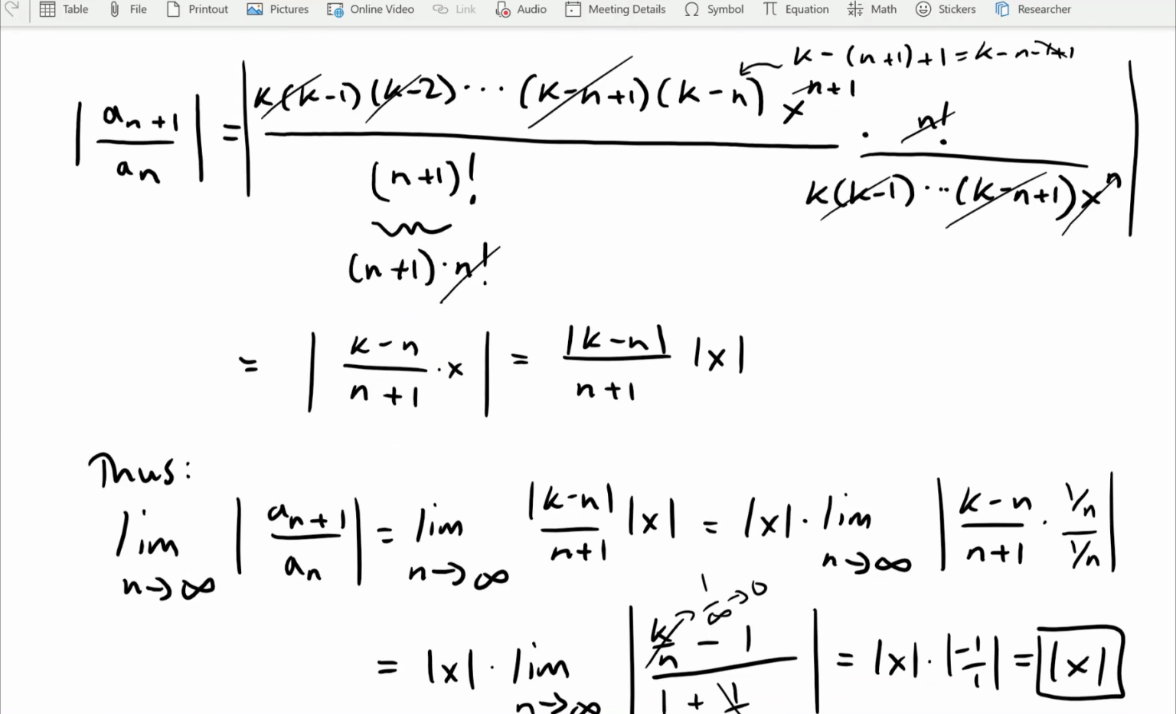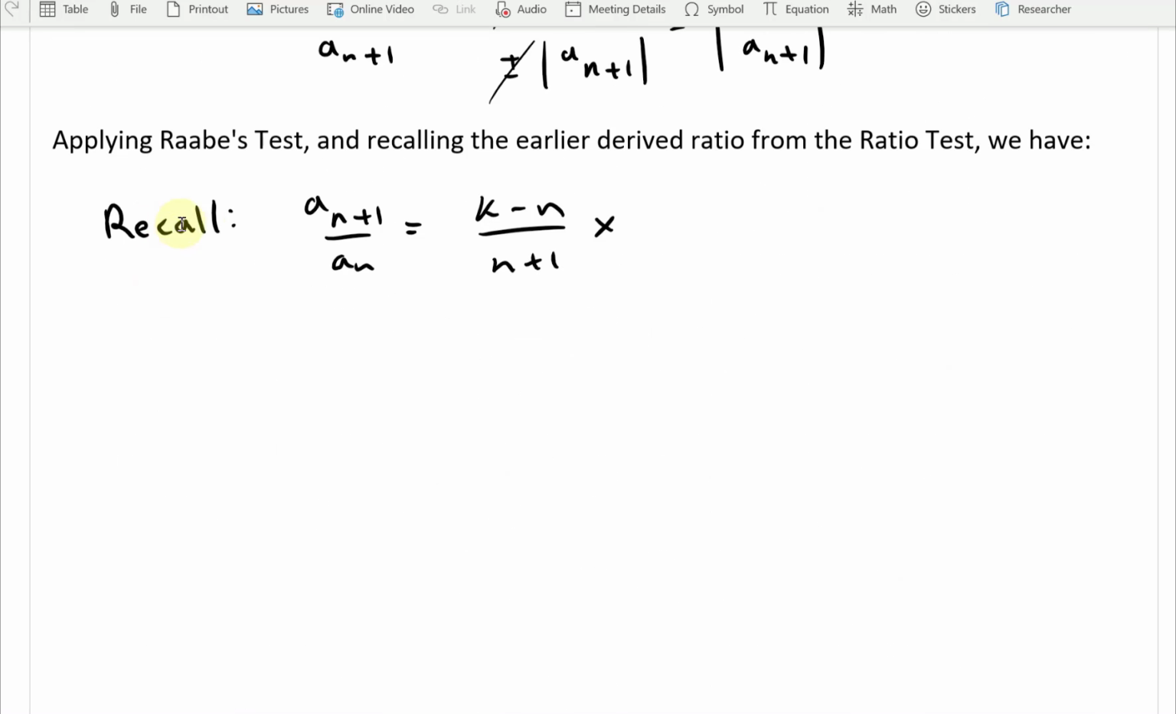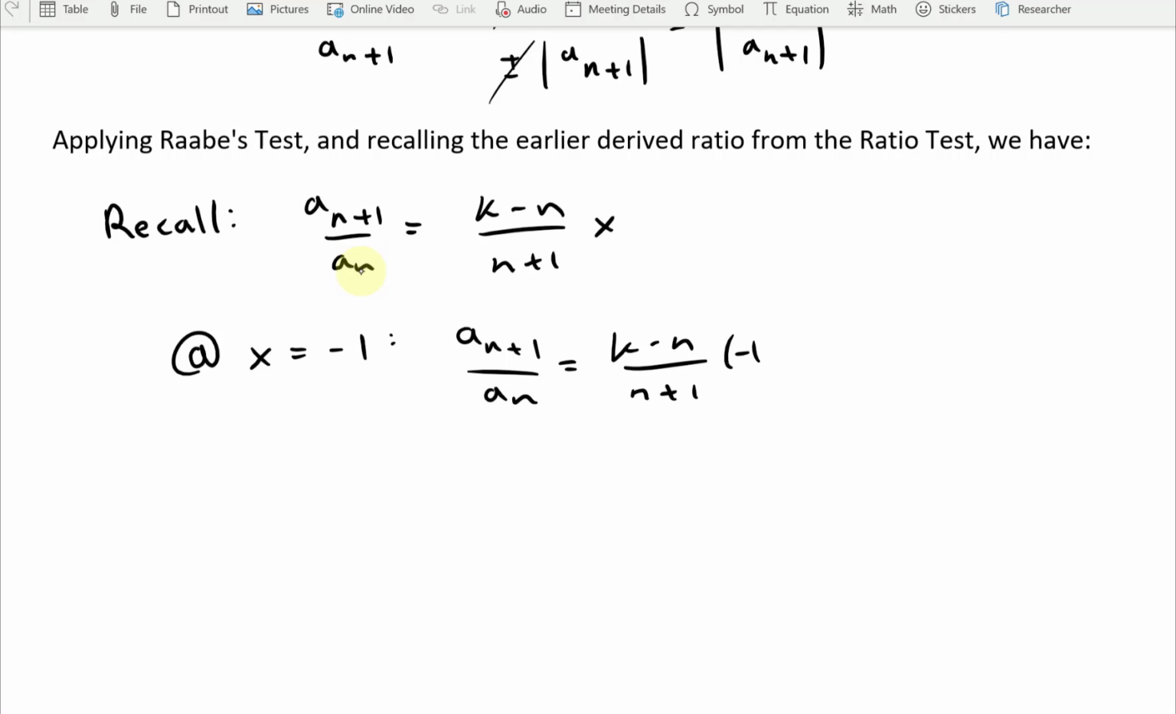And let's scroll up here. So yeah, we just remove the absolute value sign. So that's this part right here. So that's what we're looking at. Yeah, k minus n, that's this ratio a_(n+1). Let's keep going further. And now for our case, we're going to be looking at x equals negative 1, so then at the endpoint. So at x equals negative 1, we get a_(n+1) over a_n is equal to (k minus n) over (n plus 1) times negative 1, like that. Yeah, so we just plug in negative 1.